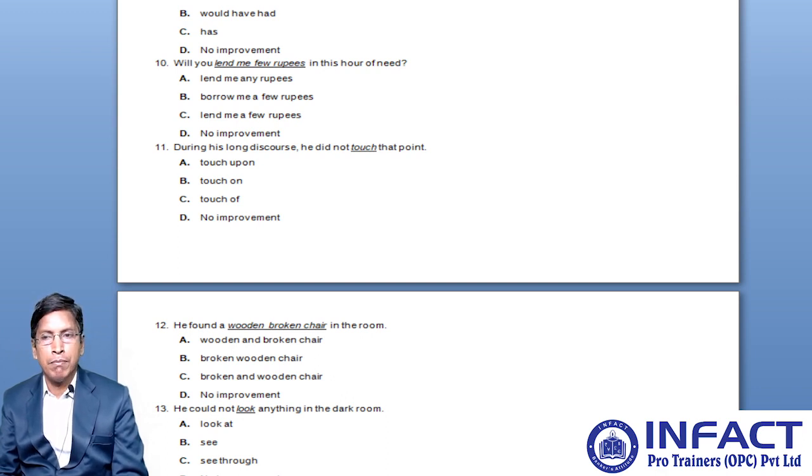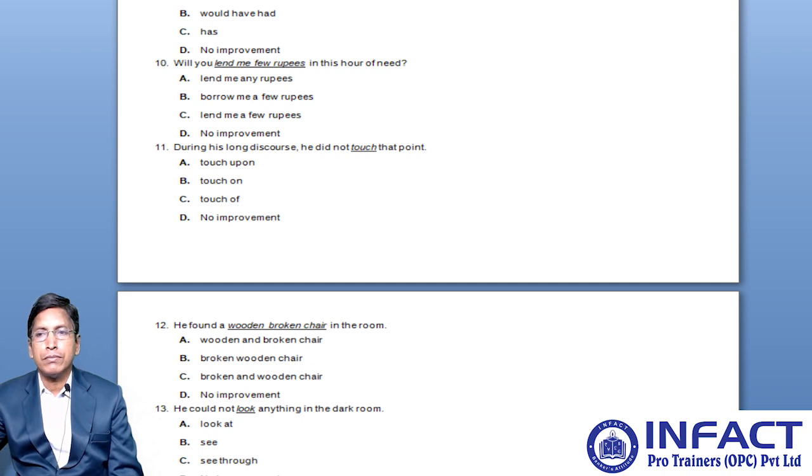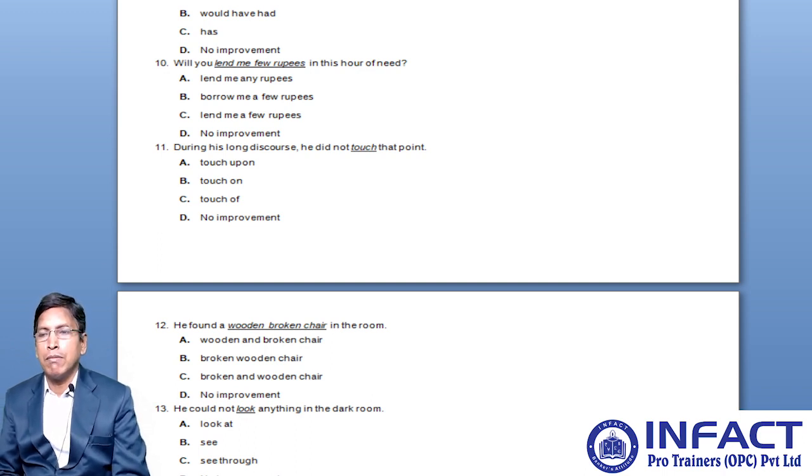Now let us move to question number 12. He found a wooden broken chair in the room. So what should be the right option that can fit in the space or replace the underlined words? Is it wooden and broken chair, or broken wooden chair, or broken and wooden chair, or no improvement is required? From the given options we can easily ascertain that a wooden broken chair can be replaced with a broken wooden chair, that is option B, which will give the correct meaning.